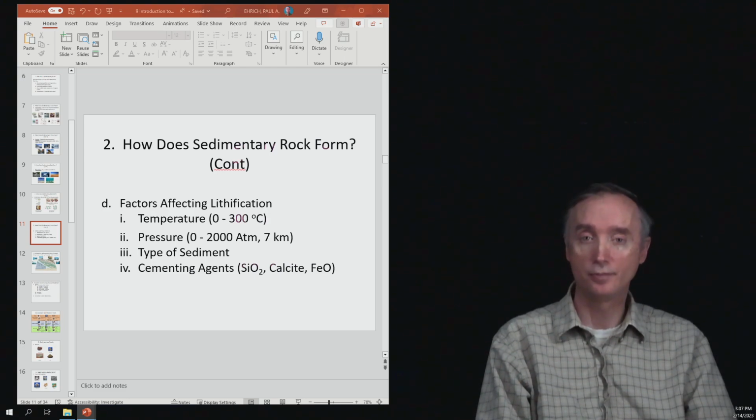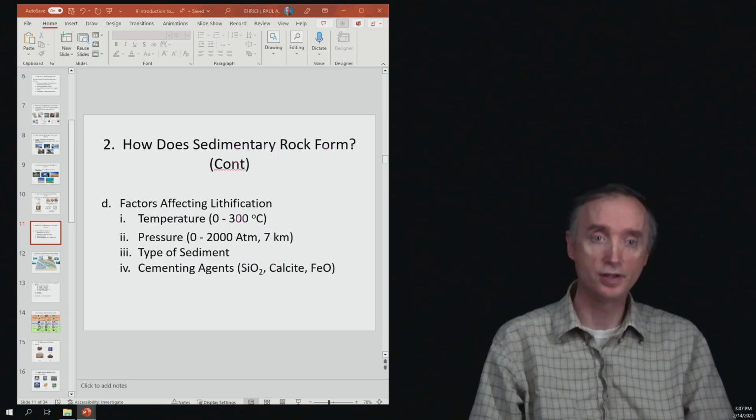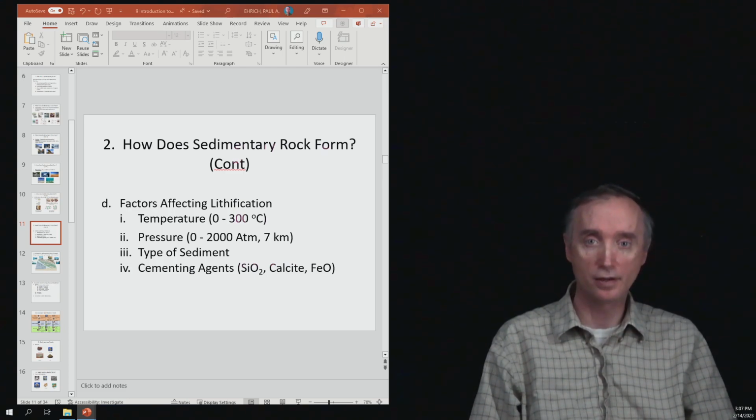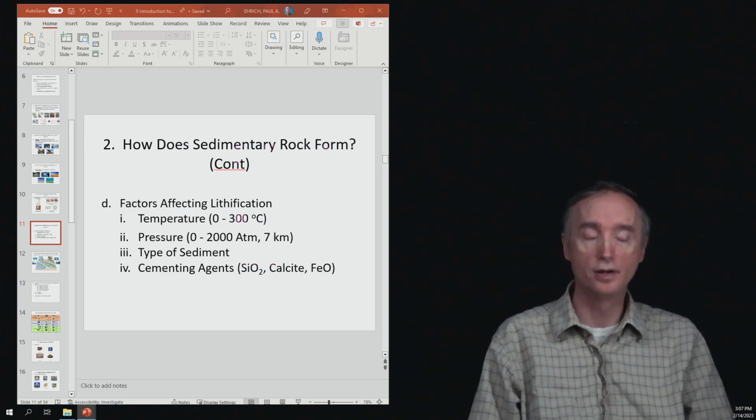Okay, it also depends on the type of sediment. So pebbles, when they're glued together, are going to make one kind of sediment, but leaves and organic material, when they're glued together, is going to make a different kind of sedimentary rock. And then it also depends on what are the cementing agents. Is it quartz, silica, that is cementing the stuff together? Is it calcite, or is it iron oxides?